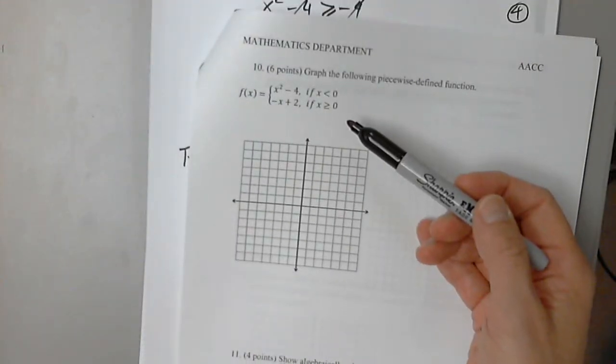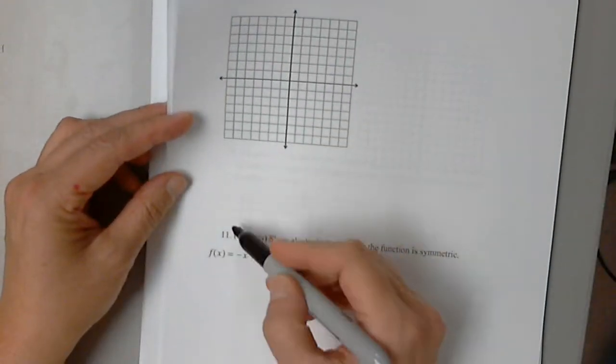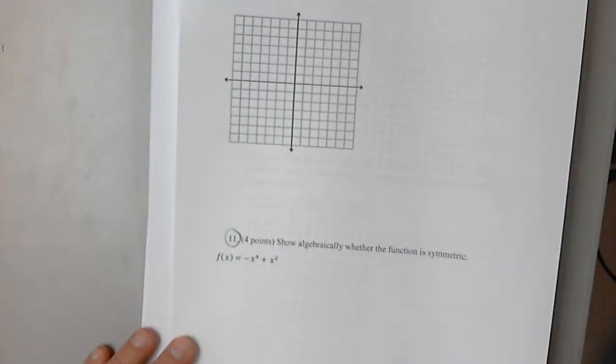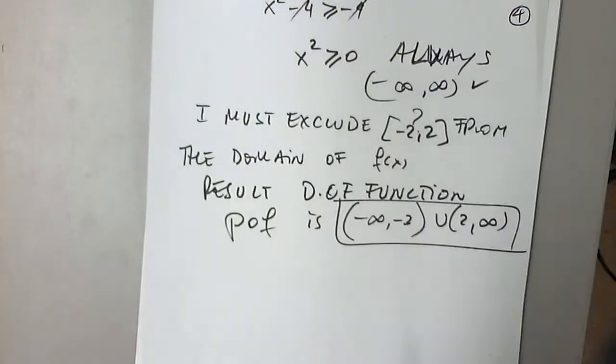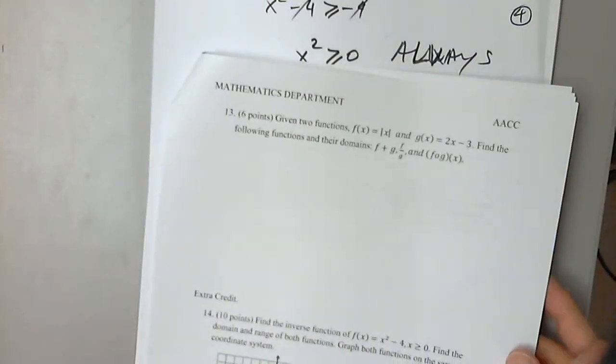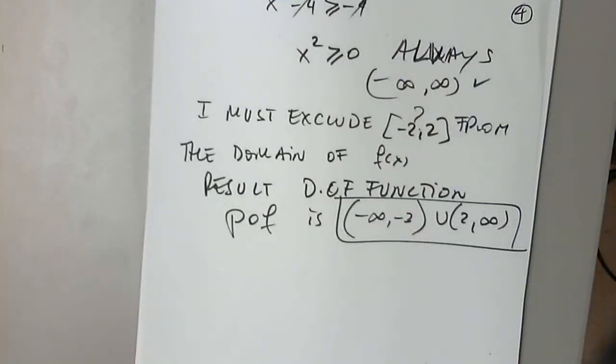We graphed piecewise defined functions. We did not discuss symmetry just yet. It follows up next. We did not talk about 11. We did not talk about transformations yet, which is number 12. We did talk about 13. And we did not talk about 14 because we haven't gotten to inverse functions yet. So transformations won't be on the test. Oh, I have not presented transformations yet. Yeah, no.